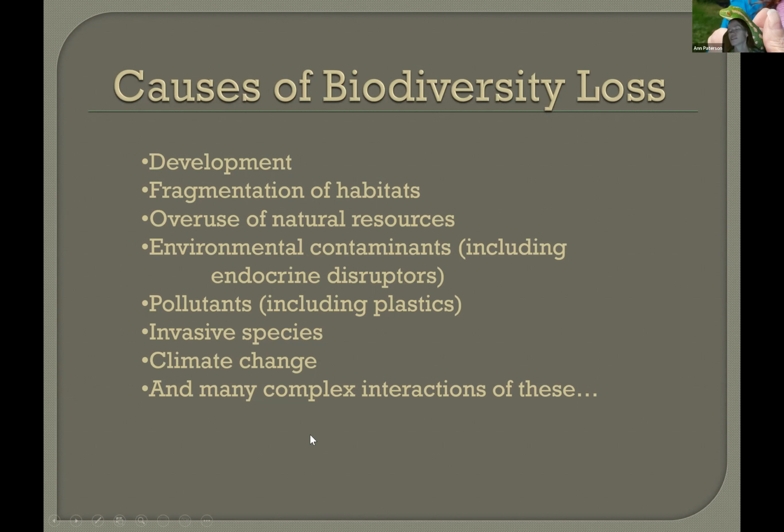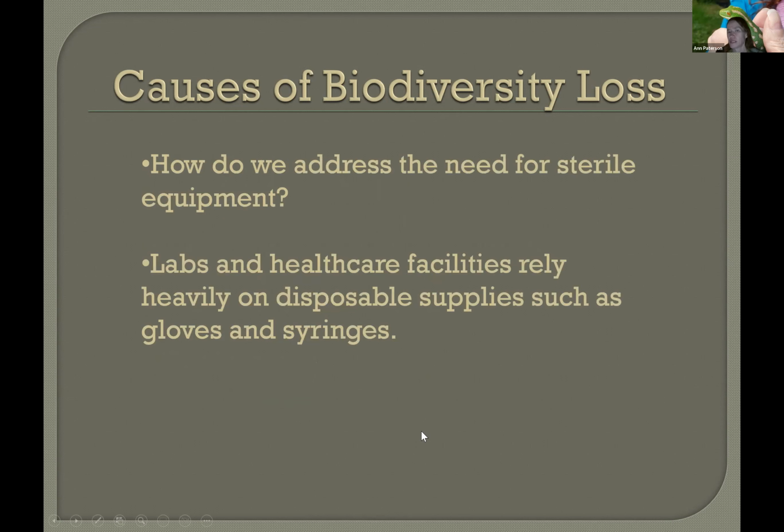And I'm sure that you've all seen the pictures of animals from even the deepest, most wild parts of the ocean that have plastic in their gastrointestinal tracts. Invasive species, or species that have been introduced somewhere they shouldn't be. These are just incredibly abundant, especially in tropical places like Florida and Hawaii, where it's easy for them to survive. Climate change and many complex interactions. So these do not happen in isolation, they interact.